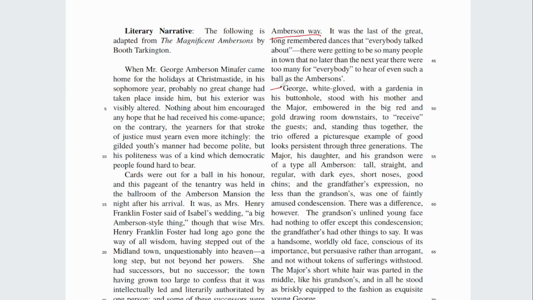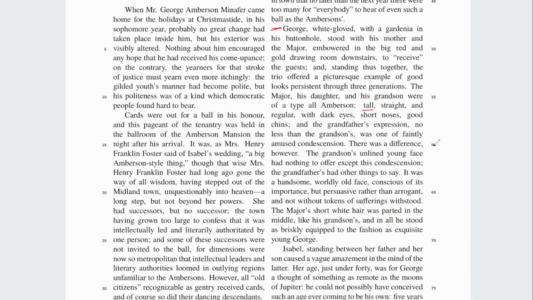starting with this part, which is where George is, and the comparison to the major. Well, it kind of seems like they're dressed the same way, all three in a line. The major and George are both tall, so we don't know how tall they are, but we know they're both tall. They have the same facial features, but here's the key sentence. There was a difference. The grandson had nothing but condescension. The grandfather had other things to say. Not that he doesn't have condescension, but he has other things to say.